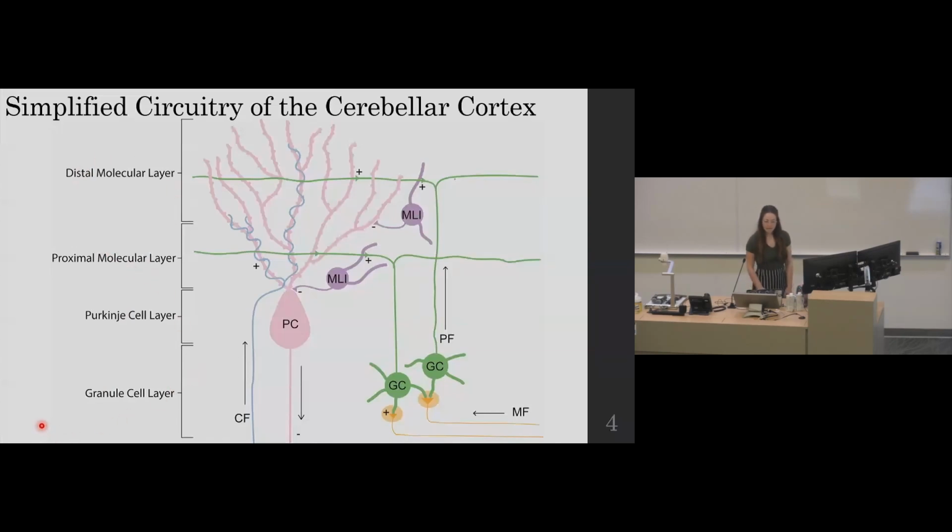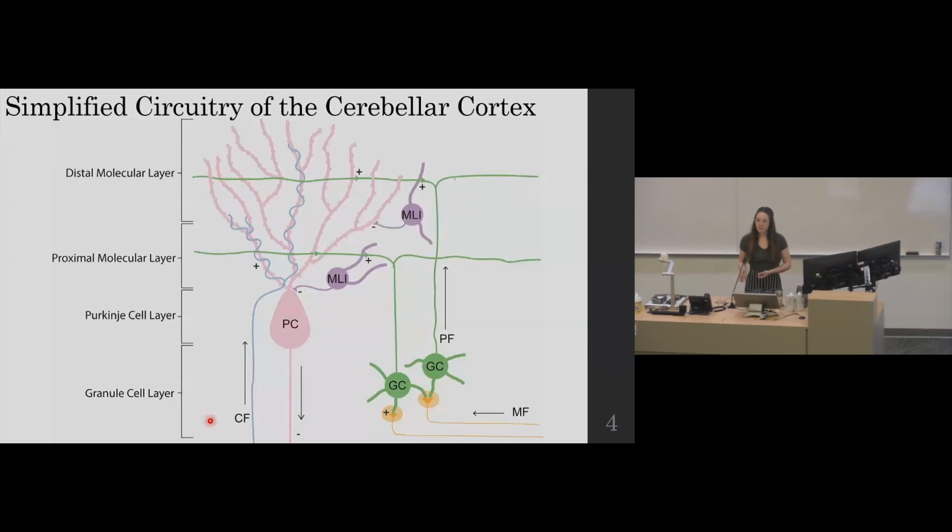The cerebellar cortex receives two different types of inputs, which are mossy fibers and climbing fibers. The climbing fibers originate in the inferior olivary nucleus and project up and wrap around the dendrites of the Purkinje cells. Inputs from a single climbing fiber are enough for a Purkinje cell to reach action potential.